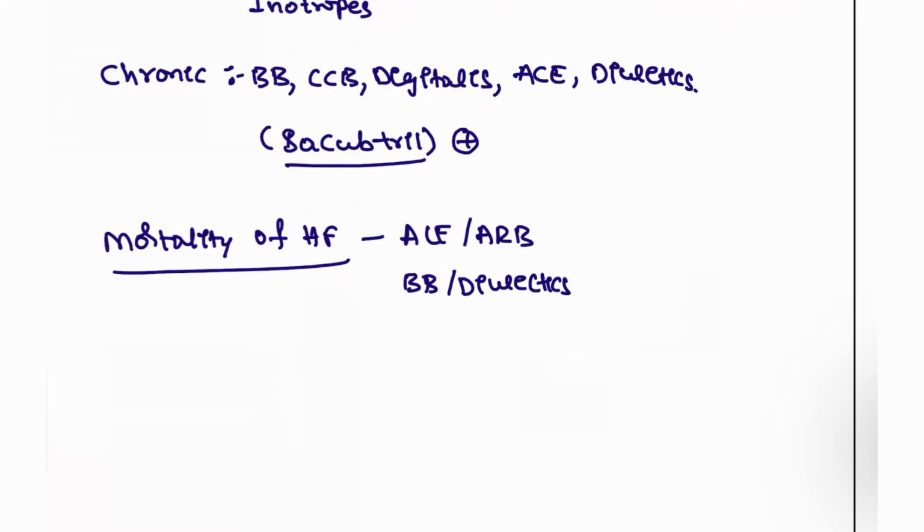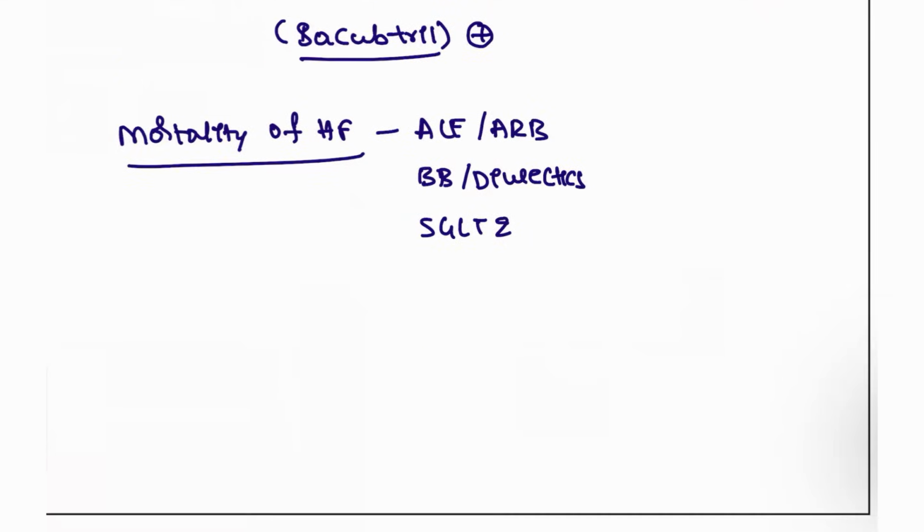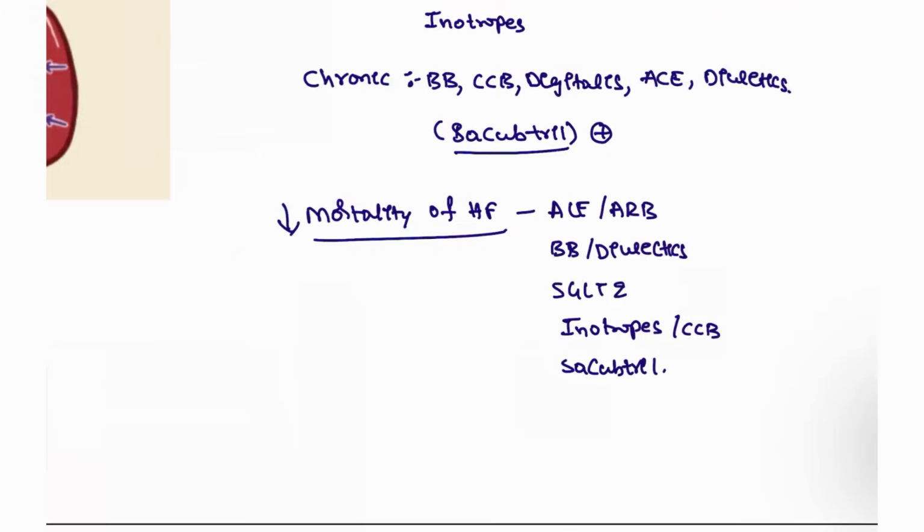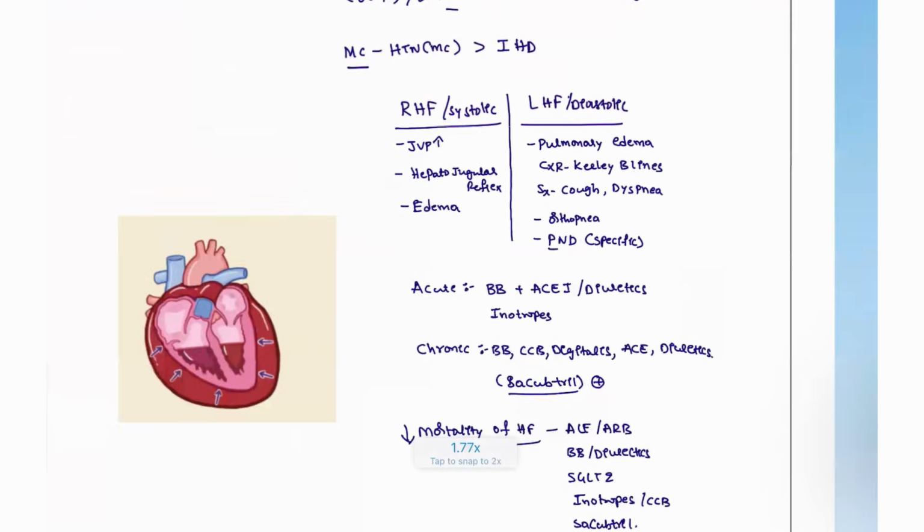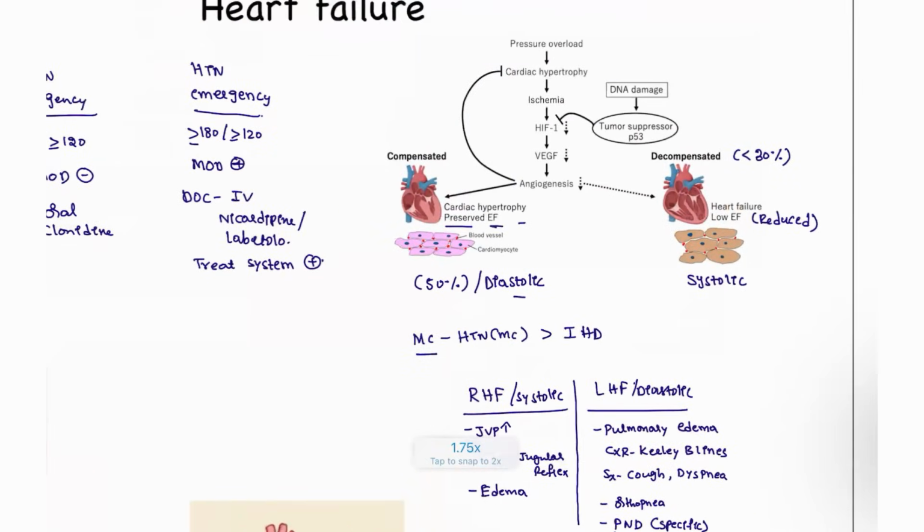Diuretics are also going to decrease it. SGLT2 drugs are also going to decrease it. Inotropes, calcium channel blockers, all these main drugs are going to decrease it. Sacubitril can also decrease the mortality of heart failure. So this is the overview of heart failure. But here you have to understand why heart failure is triggered again and again.